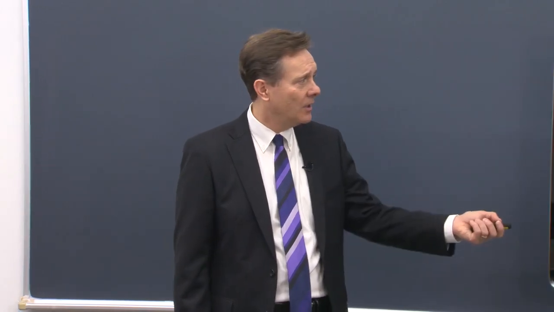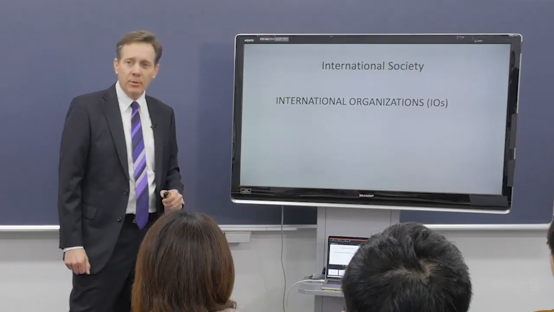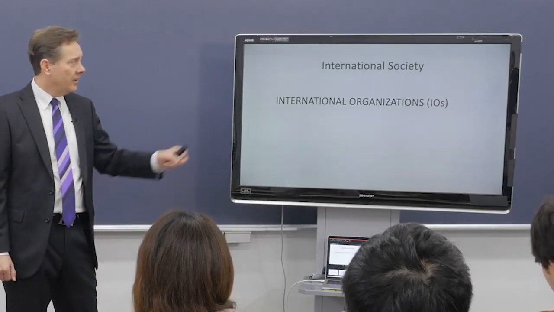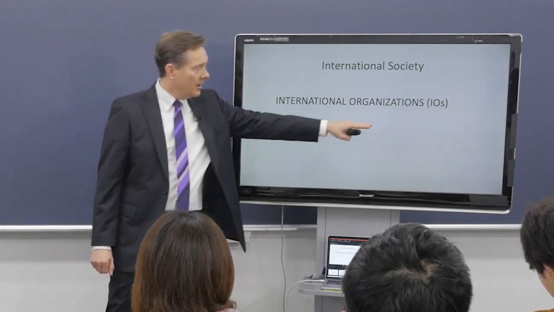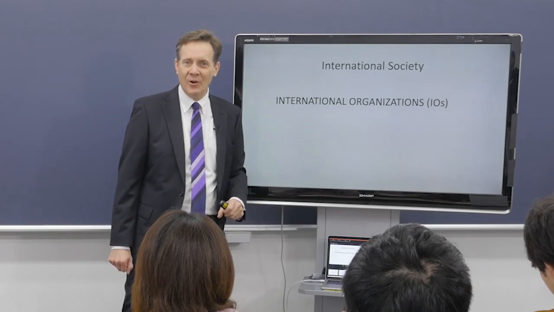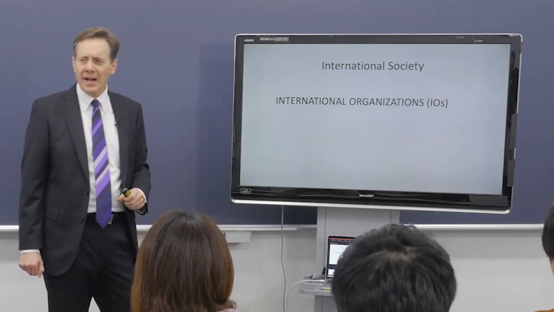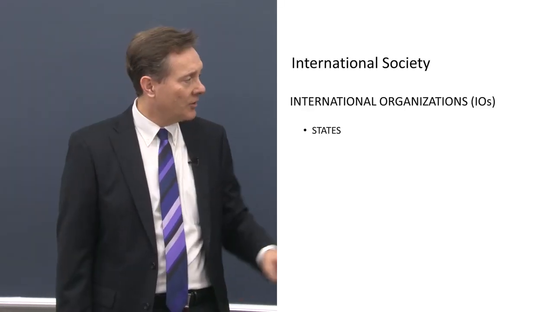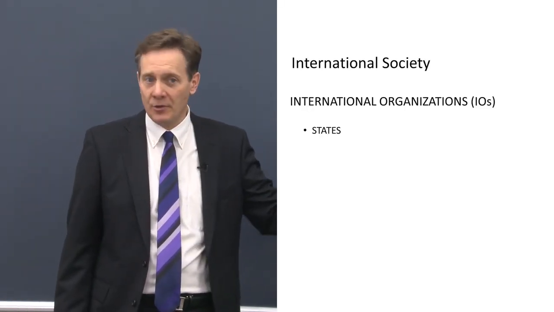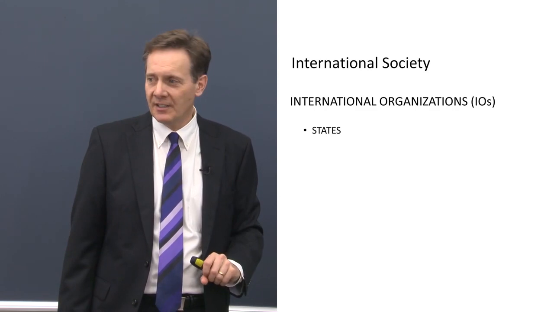We talked about a world of states with no government. So where could international society be? Well, one place it exists is in international organizations. And in international politics, we call them IOs. What are international organizations? International organizations are for states. The members of international organizations are states.